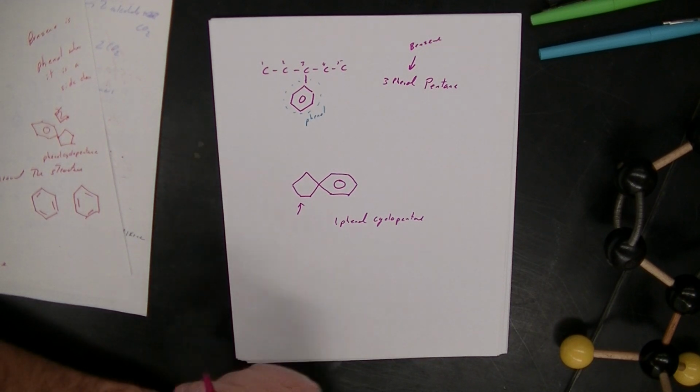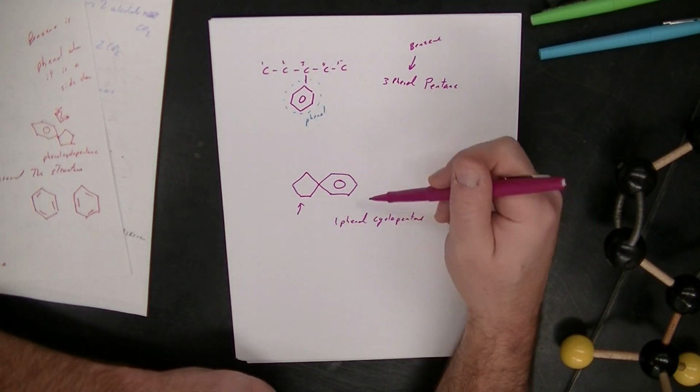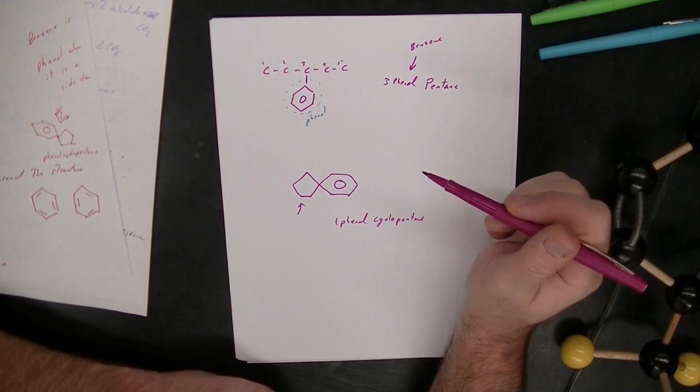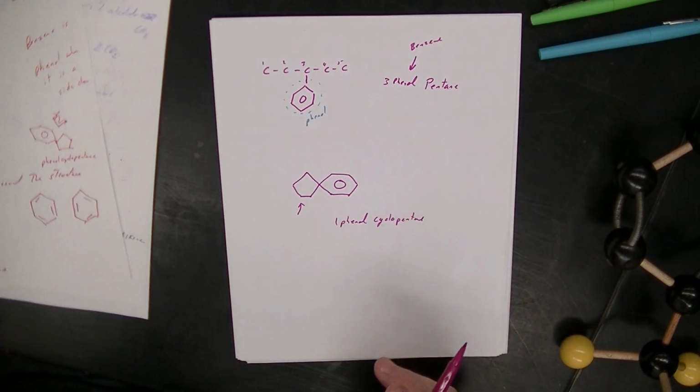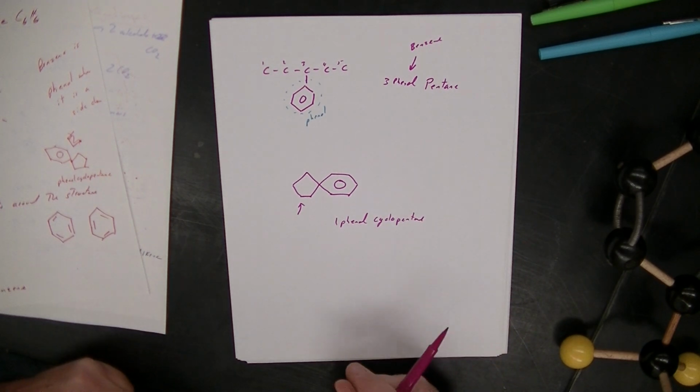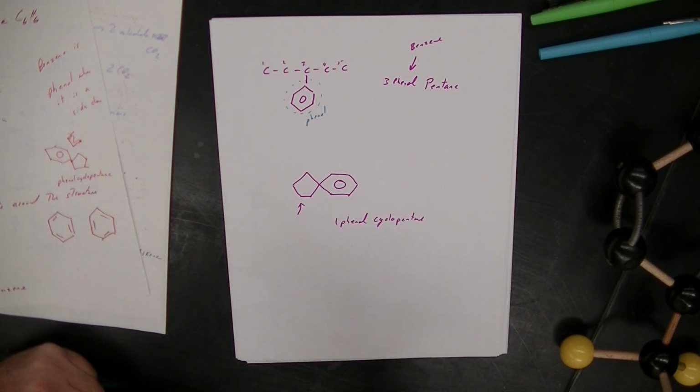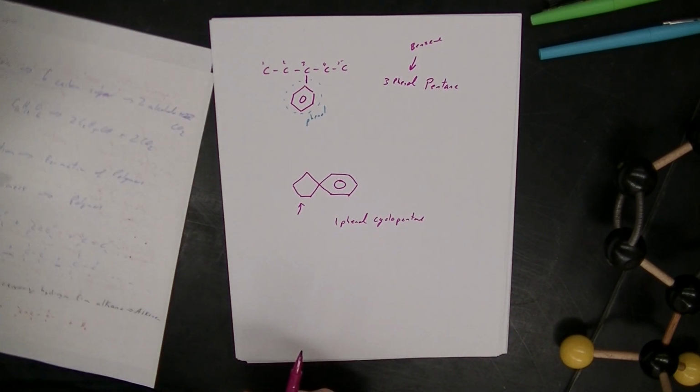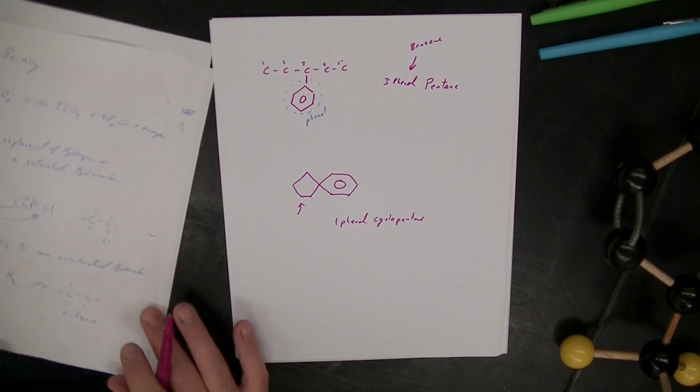So our aromatic compounds are ones that have this benzene ring in it. Other than that, the only thing you're going to have to do with these aromatics is recognize them and be able to name them, and that's about it. So nothing too crazy.